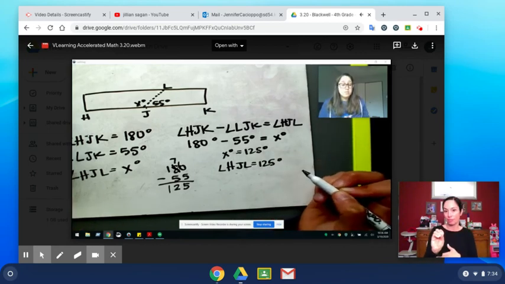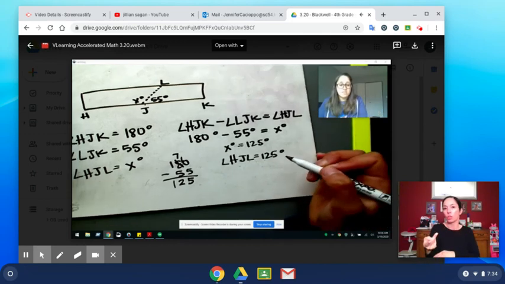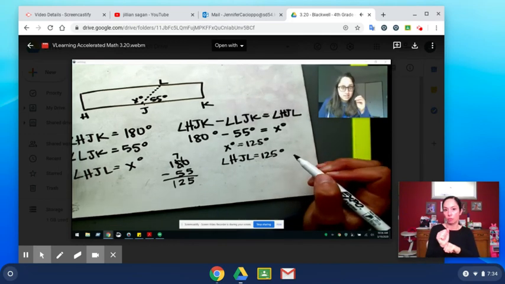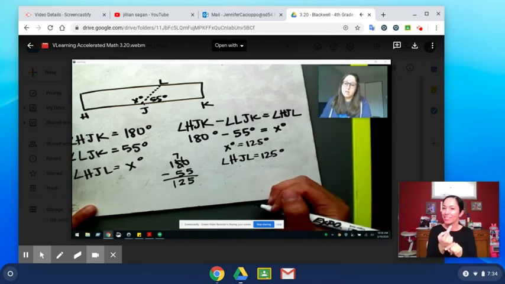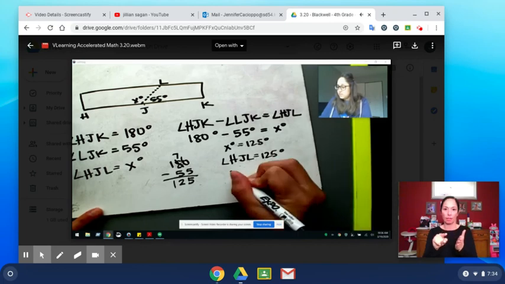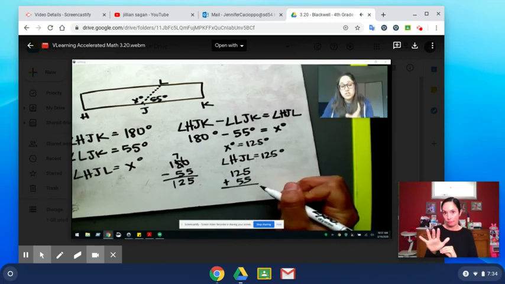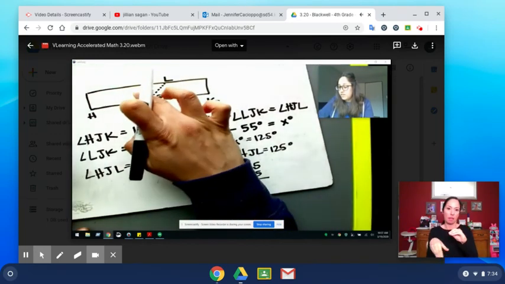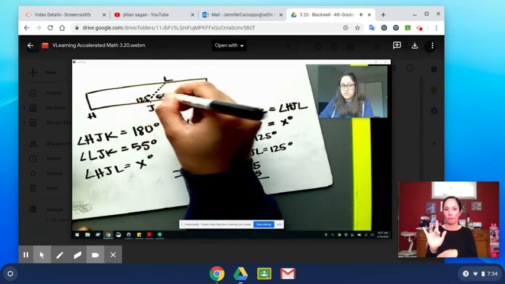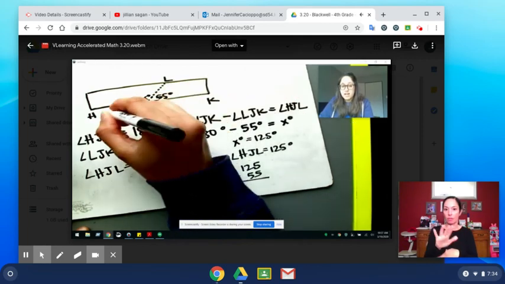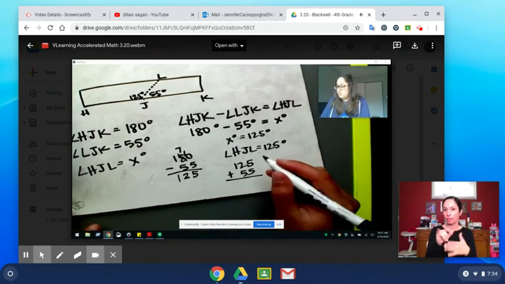Now, how can we double check that? We could use that inverse operation like we did before. The inverse of subtraction is addition. Hopefully you all said that with me, right? So let's use that inverse operation. So I could take 125 plus 55, and I should get, if I have 125 up here and 55, I should get a straight line. And a straight line, I know a straight angle is 180 degrees. So let's see if we get that.